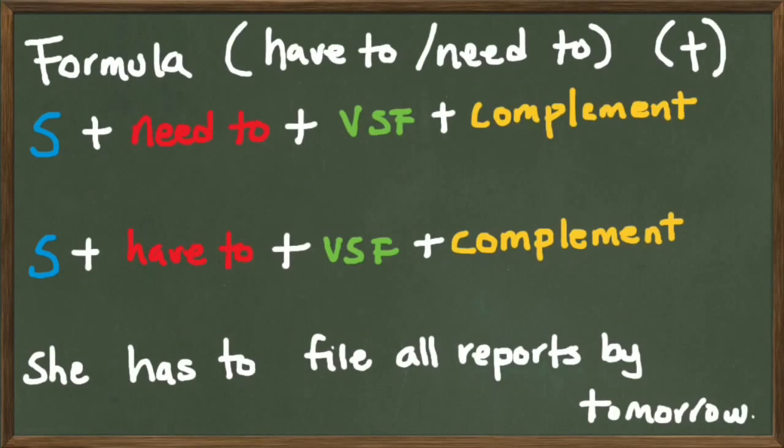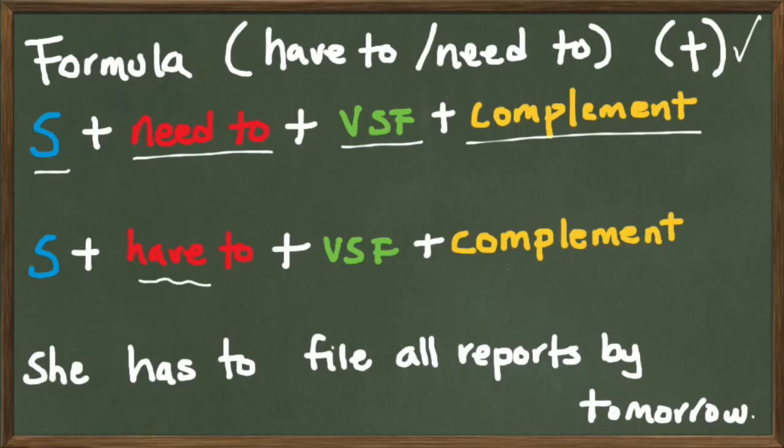Okay, the formula in affirmative is quite simple. We need a subject, we need the expression need to, and we need also the verb in simple form. Always after need to or have to, we have to use a verb in simple form, as well as a complement, something that will complete our idea. If we use have to, we use the same formula, but we only include have to if necessary. We have an example here.